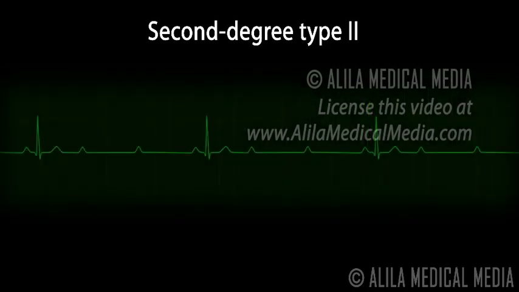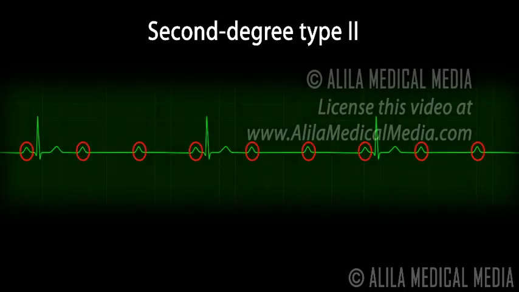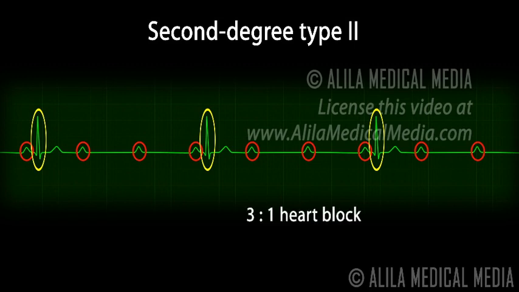In some type 2 blocks, there is a fixed number of P waves per QRS complex. In this example, there are 3 P waves for every QRS complex, and the condition is described as 3-to-1 heart block. However, as the nature of type 2 block is unstable, this ratio is likely to change over time.